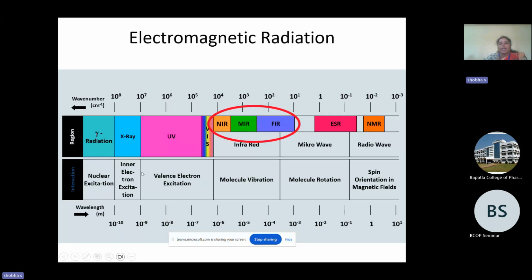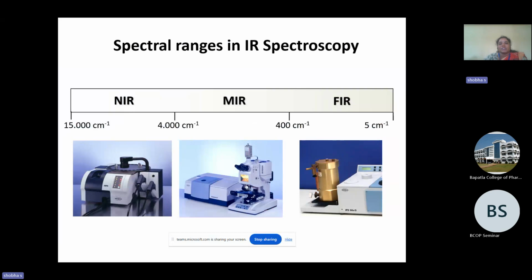In case of IR, we have near IR, middle IR, and far IR. In case of middle IR only, we are going to see the functional group analysis. These are the instruments we are going to use for IR spectroscopy. Conventionally, we follow this instrument. Lately, we are going to see IR with microscopy also.